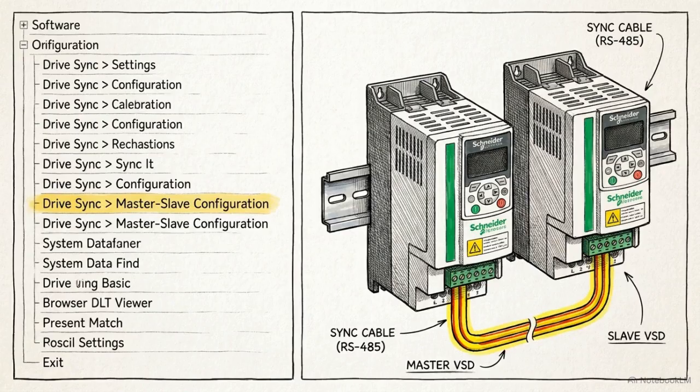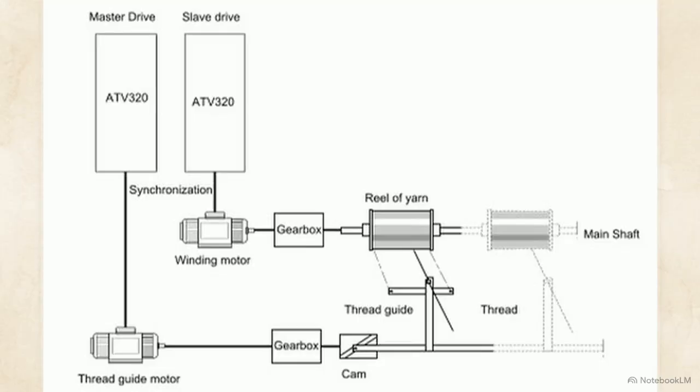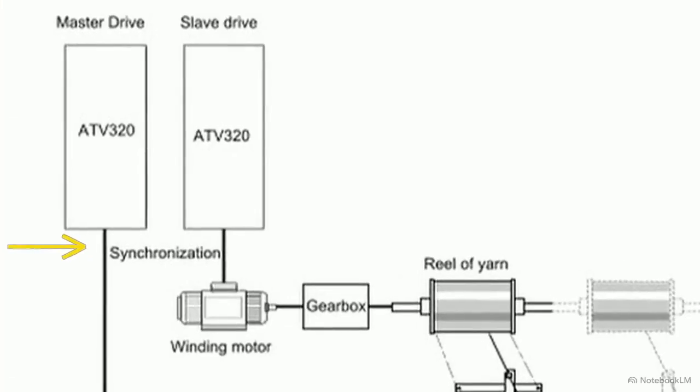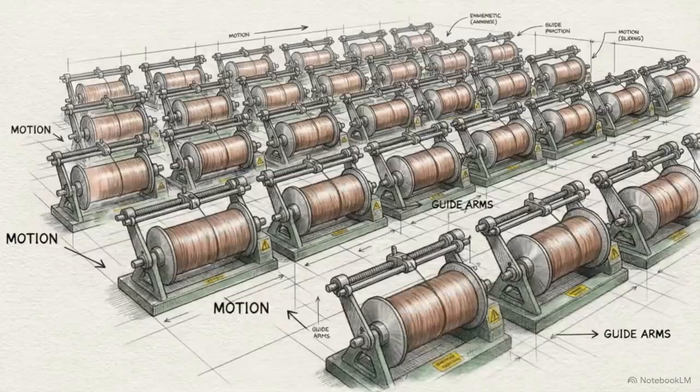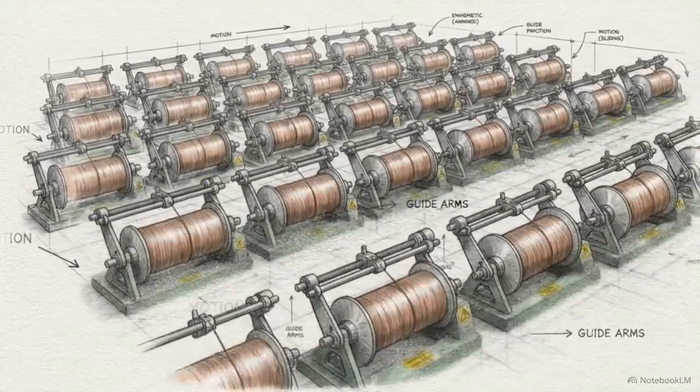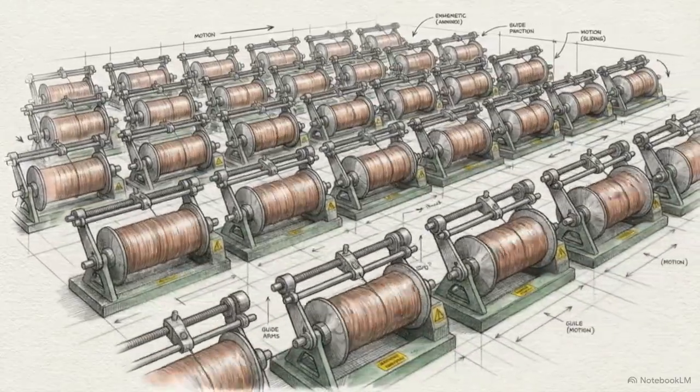This section allows us to activate traverse control and synchronization to link two separate ATV320 drives. This system diagram shows the required architecture to establish a master and slave relationship. The master drive on the left controls the thread guide, while sending a synchronization signal directly to the slave drive running the winder motor. These application functions enable independent drives to maintain precise mechanical synchronization, allowing them to operate as a unified network.